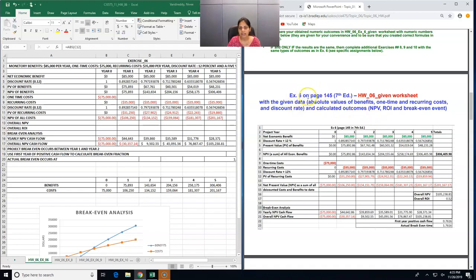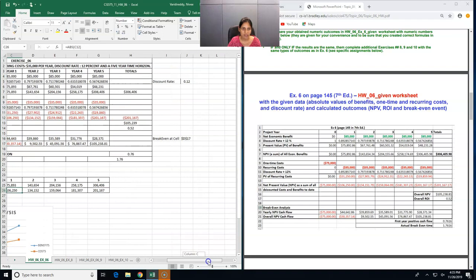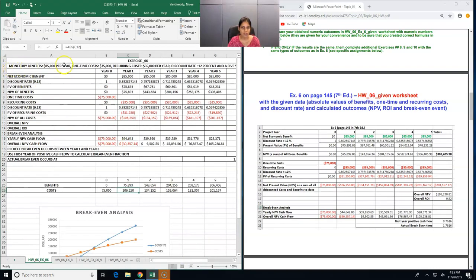So this is exercise 6. First I've created a table similar to this. The information provided to us is: the net economic benefit as $85,000 per year, one-time cost as $75,000, recurring cost as $35,000 per year, discount rate as 12%, and a 5-year time horizon. So this is all the information we are provided with.